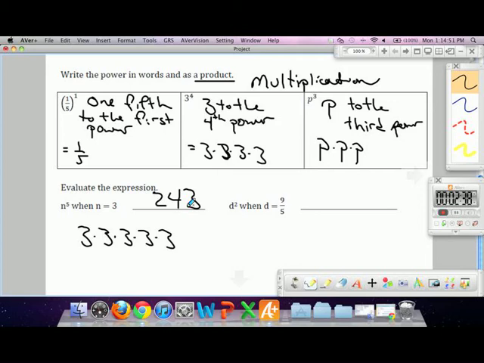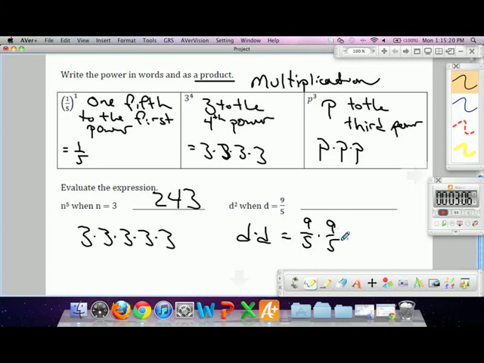Let's first rewrite D squared as a product, kind of like we did this one. So what would D squared look like as a product? D times D. D squared as a product should just be D times D. That means if I plug in 9/5, I should plug it in for both those D's, and that's the same as 9/5 times 9/5.